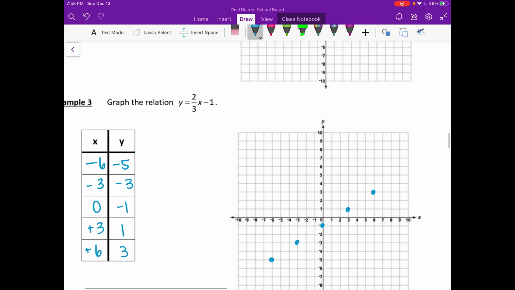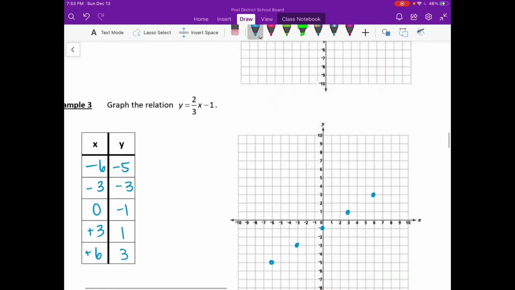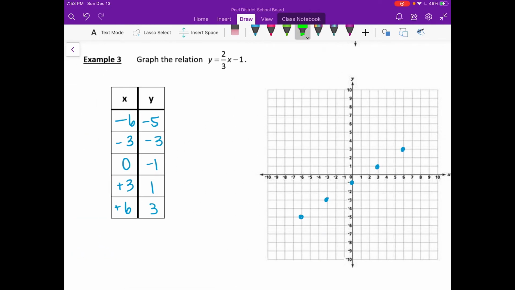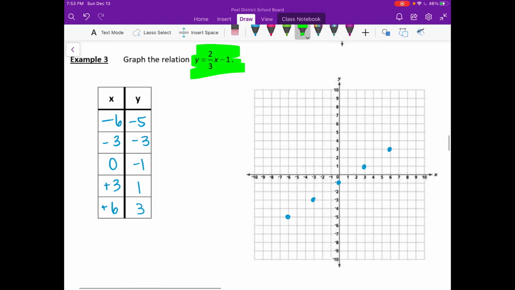Notice how I picked those numbers. They were just random numbers that I picked. And it says graph the relation. It doesn't say anything about it having a discrete set of numbers, nothing about it having a certain set of x values. I picked the x values myself. So this means that this is a continuous function. So I'm going to go in, without my ruler, of course, and just draw it in.